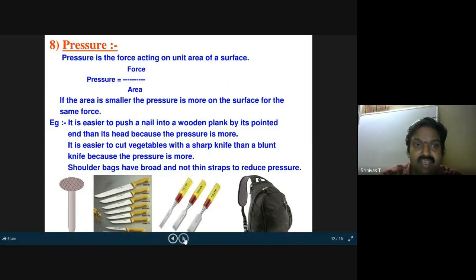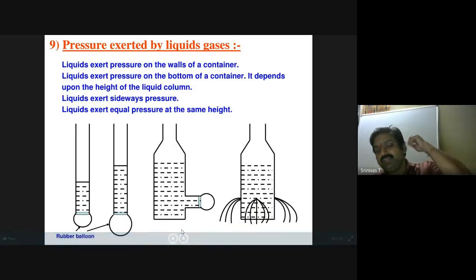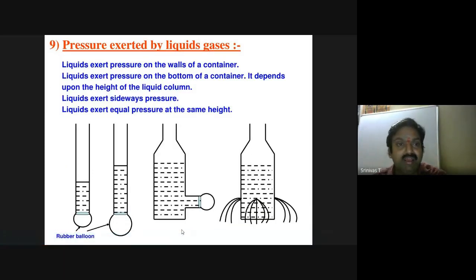Now finally, we can see pressure exerted by liquids and gases. This is another thing we have to observe here: do liquids exert pressure or do only solids exert pressure? No, not only solids; the other forms of matter also exert pressure, that is liquids and gases. So liquids exert pressure on the walls of the container.